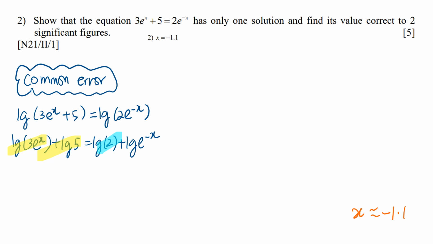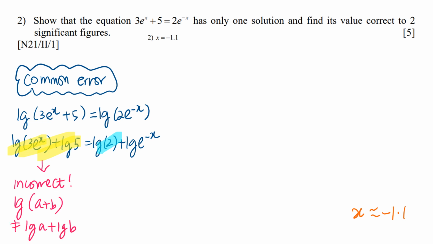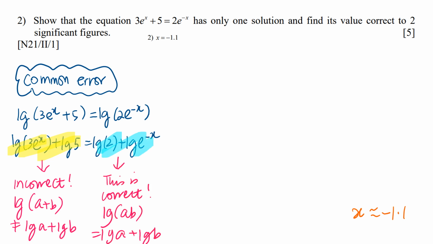you did not apply the product law correctly. Okay, on the left hand side, yes, it's an incorrect application of the product law. Okay, remember that log bracket A plus B is not equal to log A plus log B. The correct product law is log bracket A times B, that gives you log A plus log B.